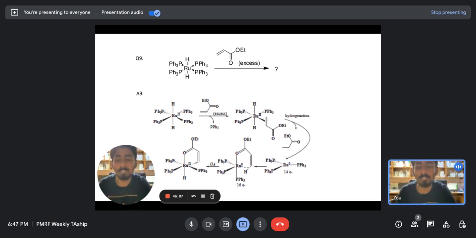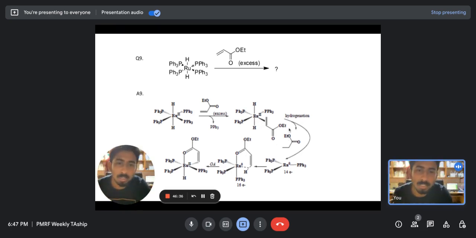This alpha beta unsaturated carbonyl is put in excess amount. Now what happens? I have already told you, when a larger amount of substrate molecules is put into the reaction mixture, one of the neutral ligands, here PPh3, gets eliminated. This is called ligand dissociation. Now ligand dissociation takes place, PPh3 goes out, and the alpha beta unsaturated carbonyl compound, via its double bond, gets attached to this ruthenium 2.